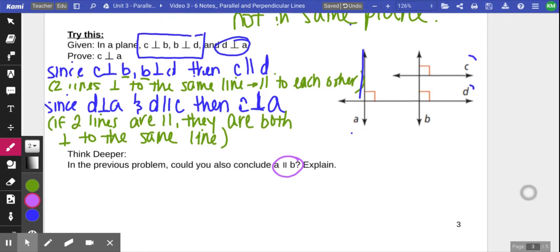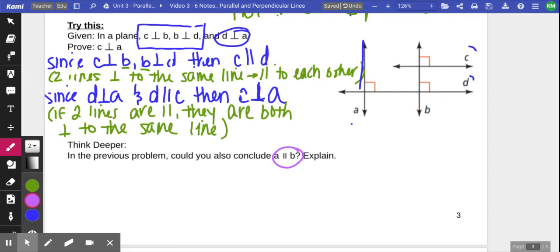So let's think about what we know. How can we prove that A is parallel to B? Now we're given this information up here, right? We're given C is perpendicular to B. We're given B is perpendicular to D. And D is perpendicular to A.